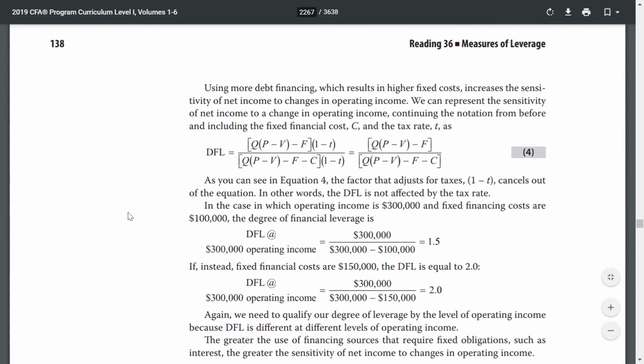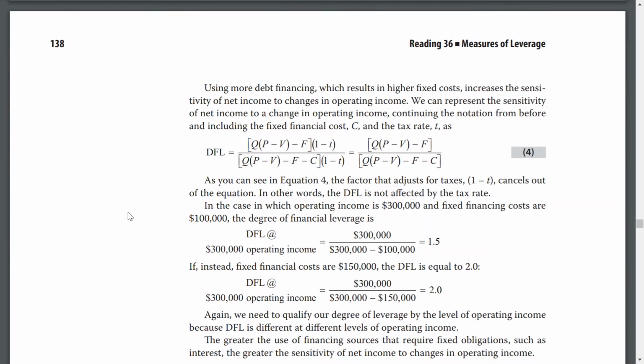Using more debt financing results in a higher fixed cost and an increase in the sensitivity of net income to changes in operating income. We can represent the sensitivity of net income to a change in operating income, continuing the notation from before and including the fixed financial costs. As you can see, the factor that adjusts for taxes cancels out of the equation. In other words, the DFL is not affected by the tax rate.